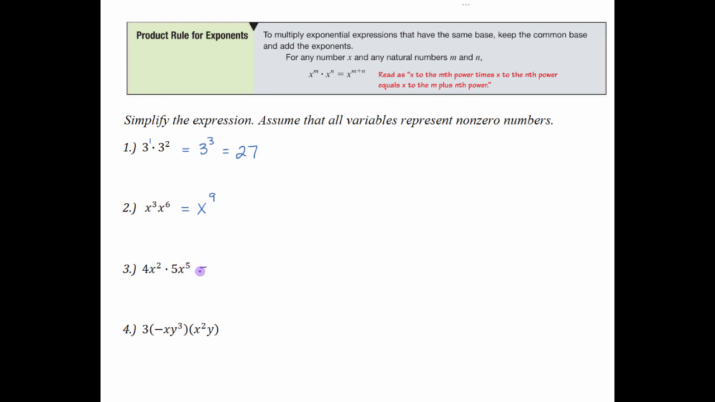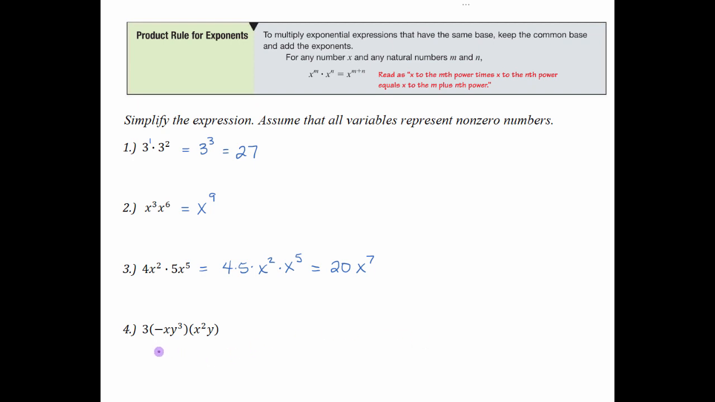In fact, if we wanted to, we could rearrange this. This is multiplying 4 times x squared times 5 times x to the 5th. Since multiplication is commutative, I can rearrange this so that I have my constants in front and my exponential expression second. Now it might be a little easier to see what's going on here. I have 4 times 5 is 20, and x squared times x to the 5th is x to the 7th. That's a much simpler expression than what we started with.